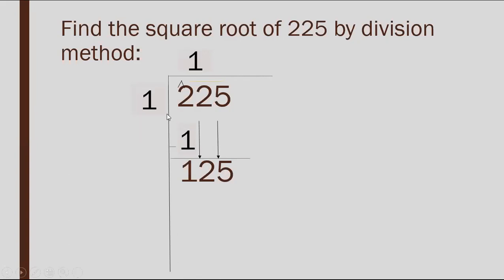Now on the left hand side, what we have to do with it, we have to add the number which is multiplied. The number which is multiplied here is going to be added on the left hand side. So 1 plus 1 is 2.